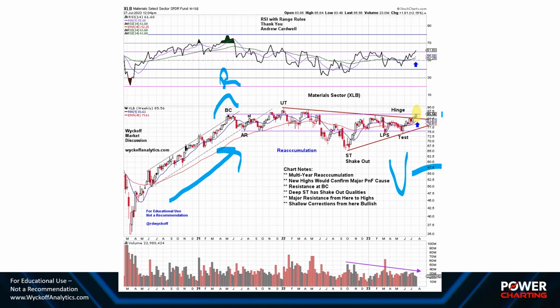The less time it spends here, if it can just keep going, this could be the leadership that's emerging going forward. Also, a tip of the hat to my friend Andrew Cardwell. This is the range rule method of RSI on top.